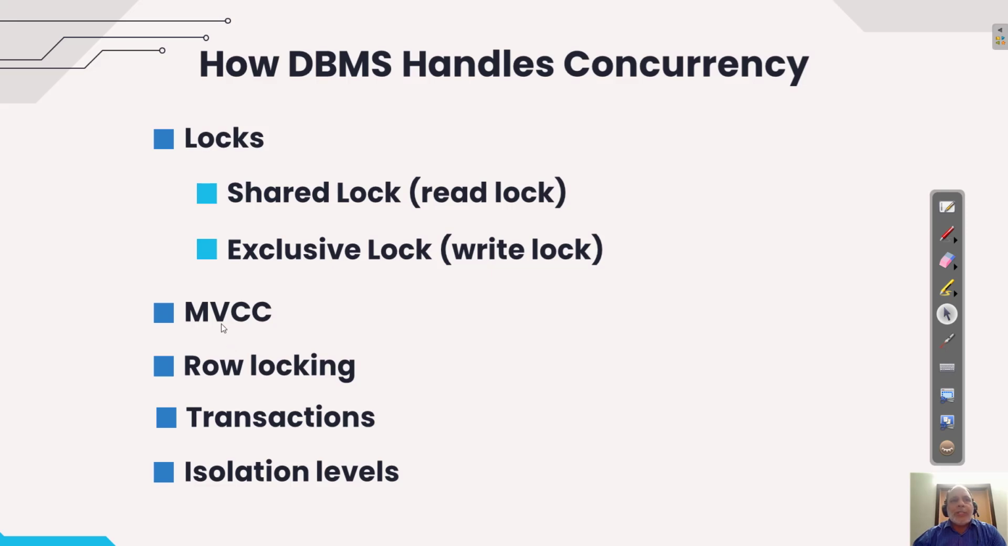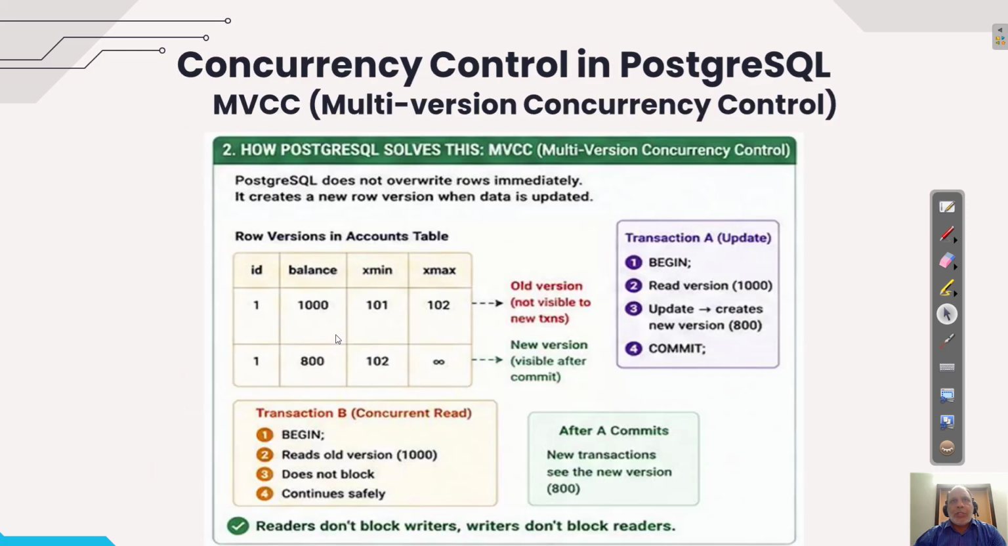The second one is multi-version concurrency control. This is the concurrency control mechanism used in the Postgres database. A lot of other databases cannot use this type of technique. Only the Postgres database uses the multi-version concurrency control mechanism. Okay, let's discuss what it is.